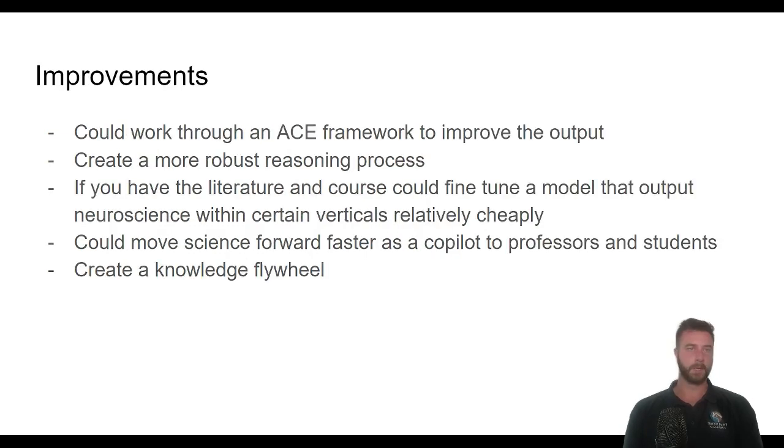Improvements, ways that we could improve this is create what we call the ACE framework, or the autonomous cognitive entity, to improve the output. What's the mission, vision, and values of a GPT? And how do we change its output to meet what we want today, but also in the future? We can create a more robust reasoning process by increasing our cycle times or our loops. That's also what we call our knowledge flywheel. So how do we know if we're on the right track? How do we know if we're being critical? How are we reasoning through these questions?